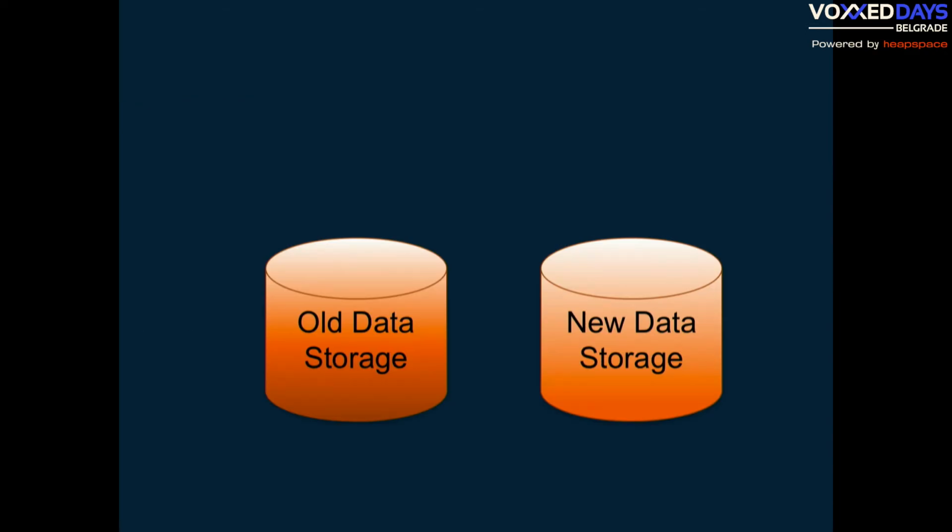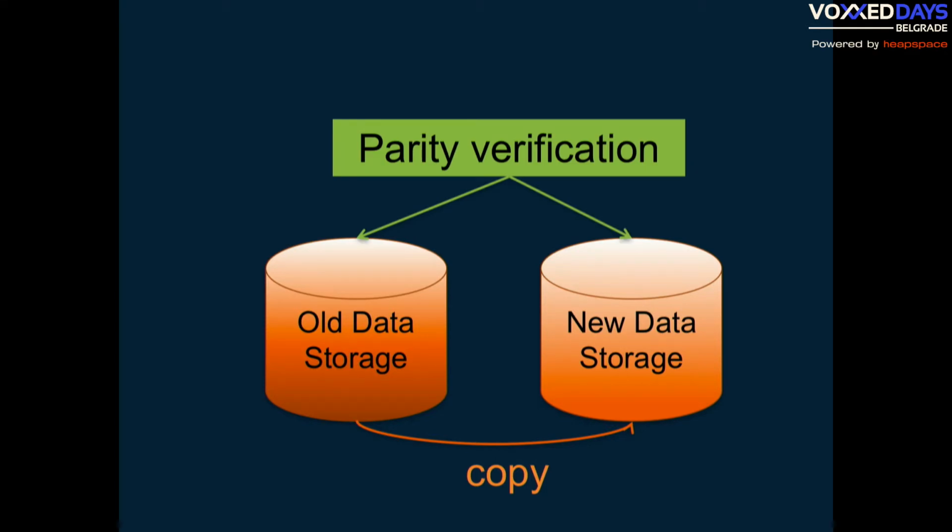And so in this example, for instance, with data migration, the intermediate stages that we have to worry about are copying the data from old storage to new storage, and then doing the parity verification, comparing the results returned by the old storage and the results returned by the new storage. Do they look the same to the user?